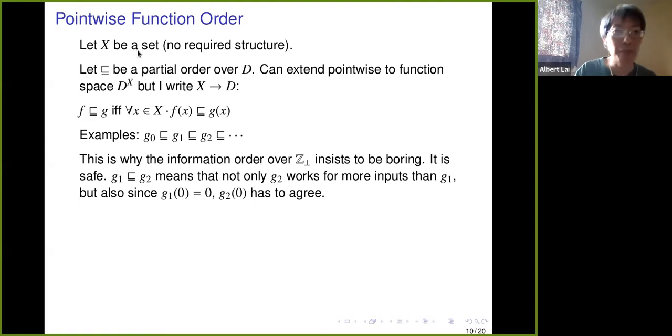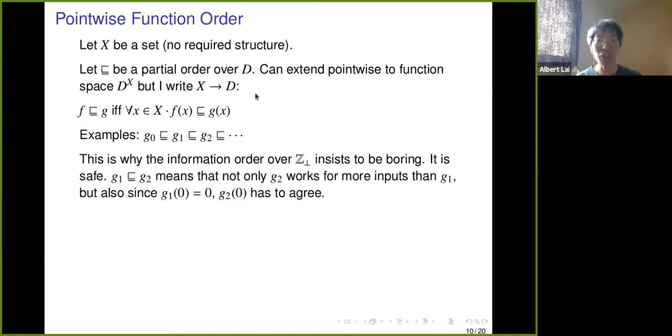So here's one. The function space will be from X to D. I have a partial order over D, the codomain, and usually it is the information order. For the domain X, today I don't need any structure on X. So that would be the function space. Some of you may like to write it as D to the X. I like to write it as X arrow D. Keep writing that, but if you don't like that, then imagine I'm writing the exponentiation.